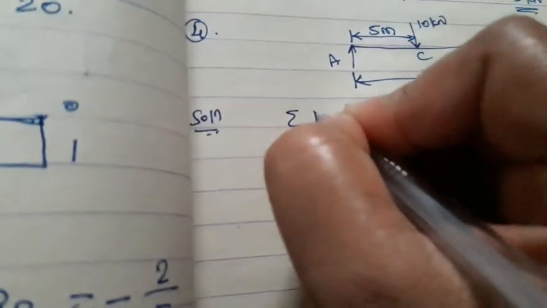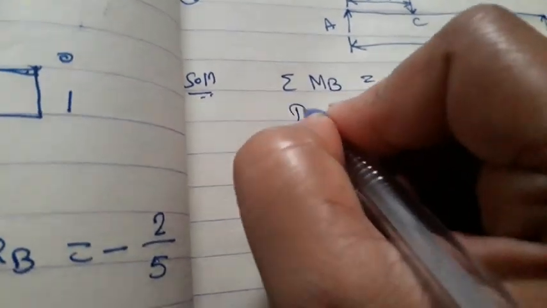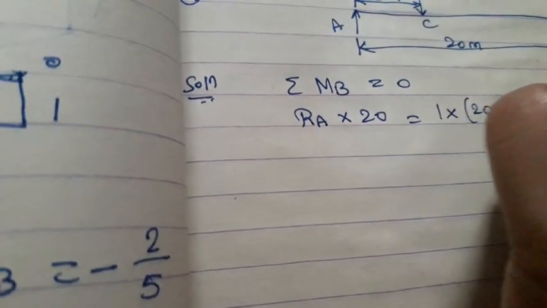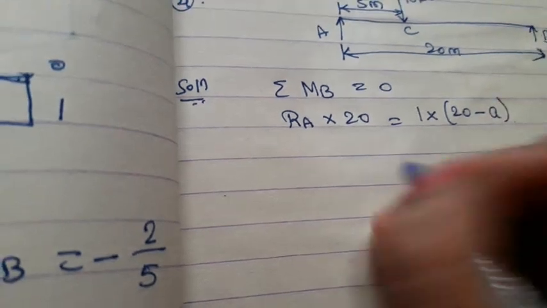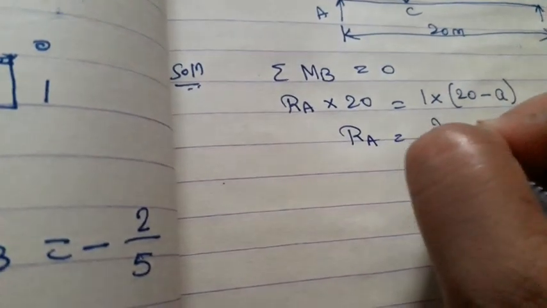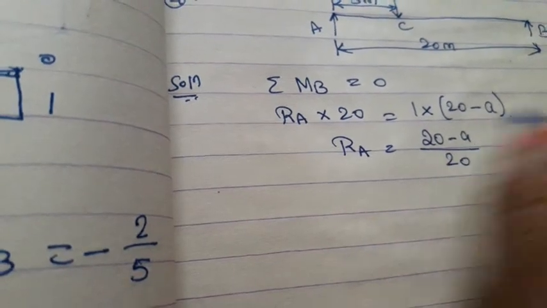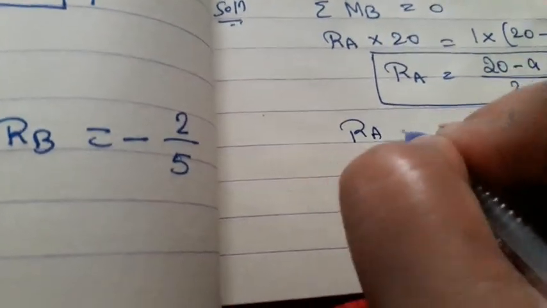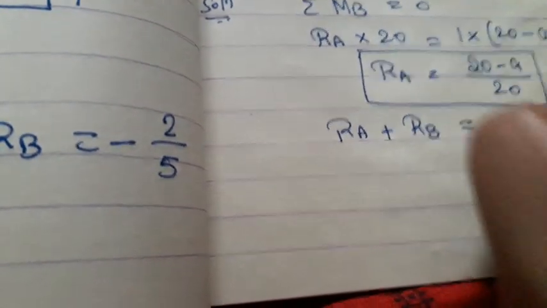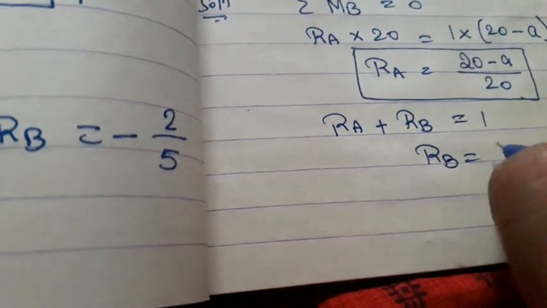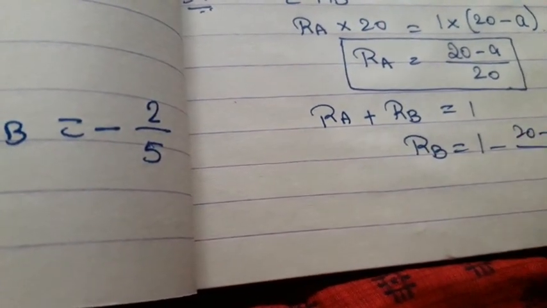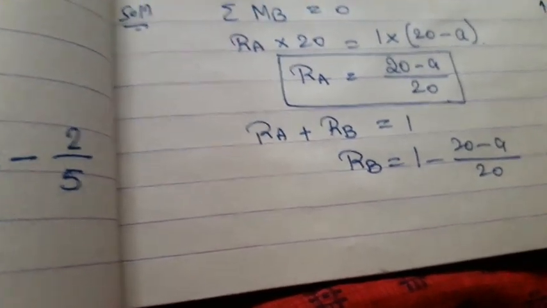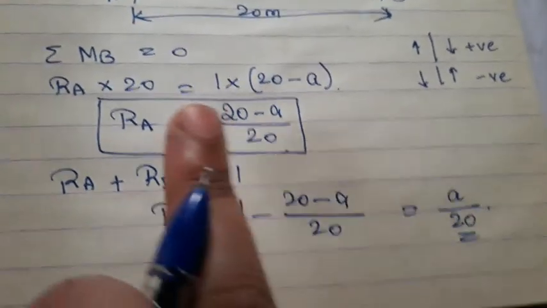So first we will find out RA. Sigma MB is equal to 0. We get RA into 20 is equal to 1 into 20 minus A. Let us take it as A. So we get RA is equal to 20 minus A by 20. And we know that RA plus RB is equal to 1. So RB is equal to 1 minus 20 minus A by 20, which is equal to A by 20. Right? We know these things.